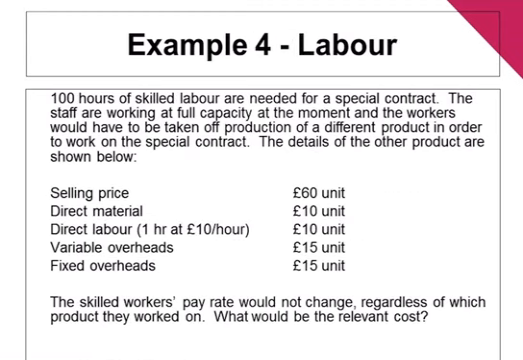Let's now switch from materials to labour. Same thinking, same sort of thought process, and to be honest with you, we're nearly done. We've only got a few left to do. So we've got 100 hours of skilled labour. They're working at full capacity. And what else do we need to know? Well, we've got a selling price, we've got material, we know how long it takes. And the skilled workers' pay rate would not change regardless of which product they work on. What would be the relevant cost?